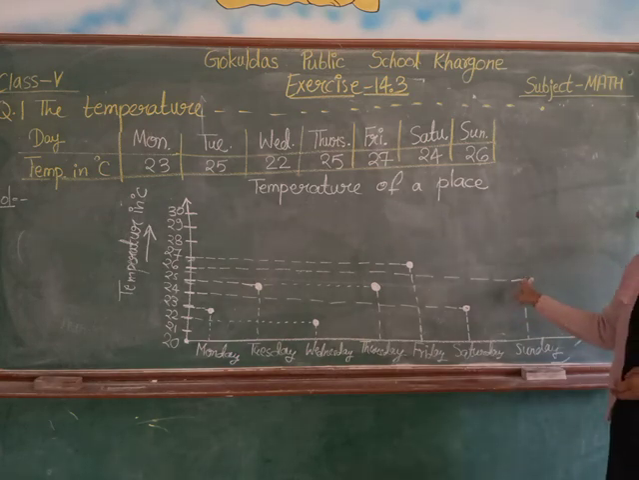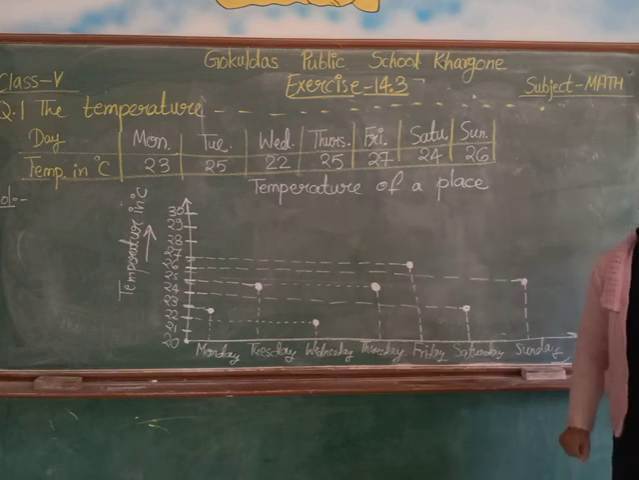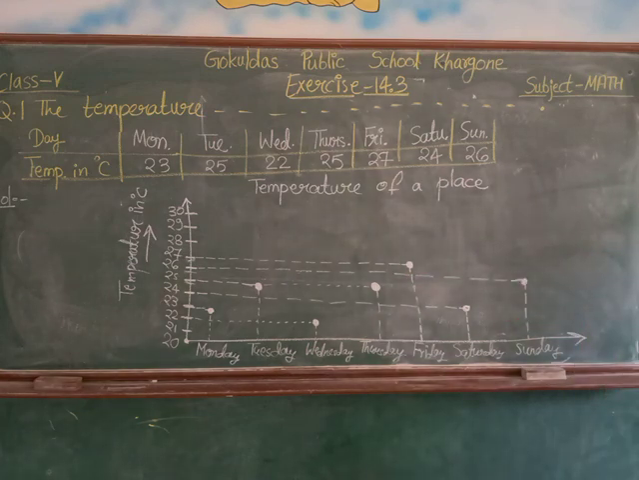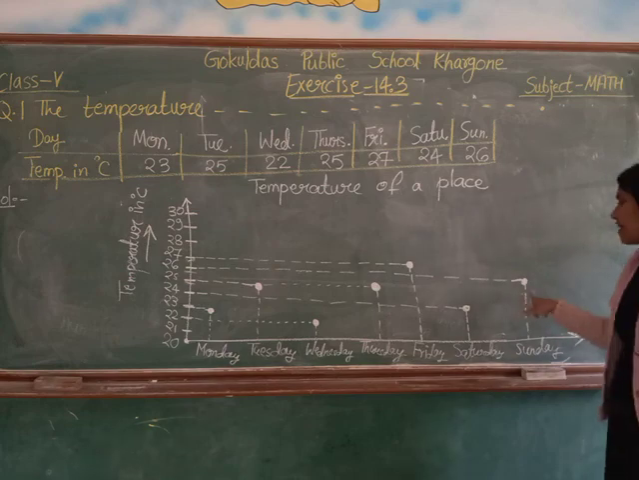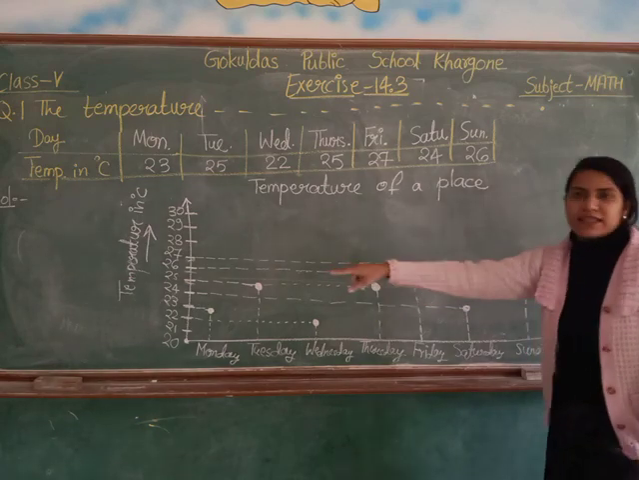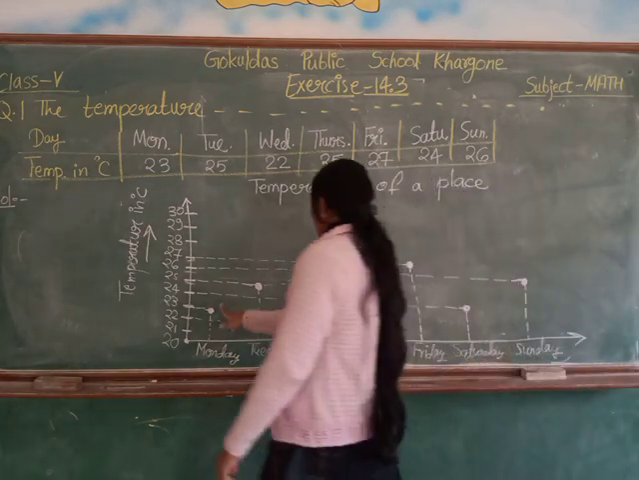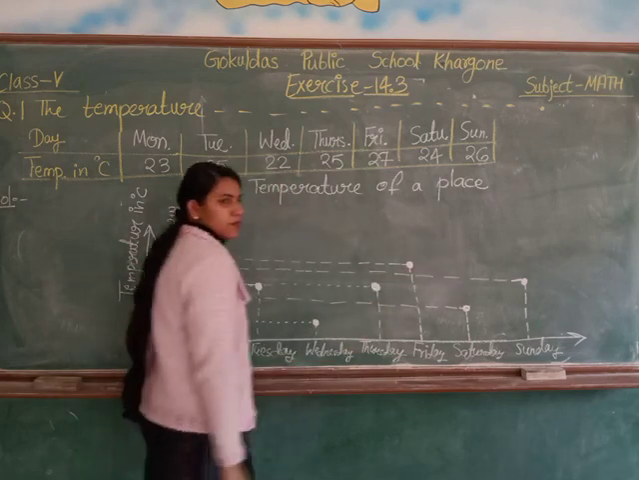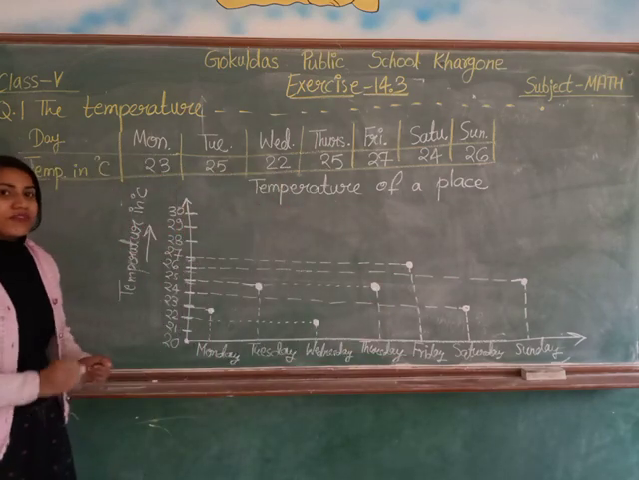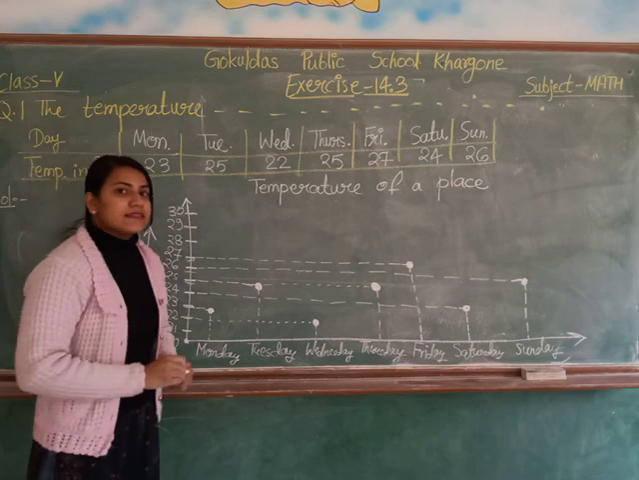Okay. Now we have found all the points. Now what is the next step? To draw the line graph. As I told you, we draw graphs using several points connected by straight lines. So we got the several points. Now what will we do? We will connect these points by straight lines.